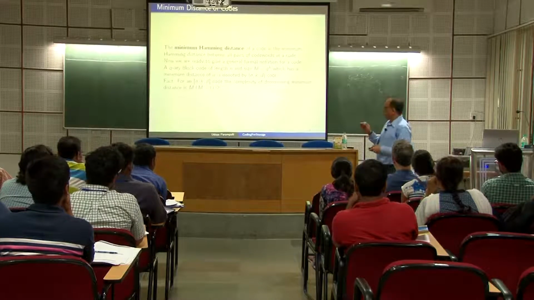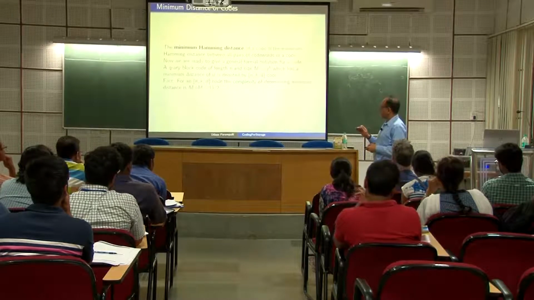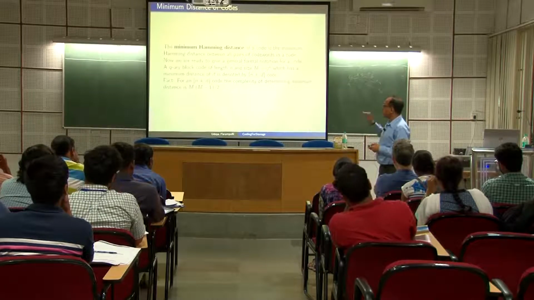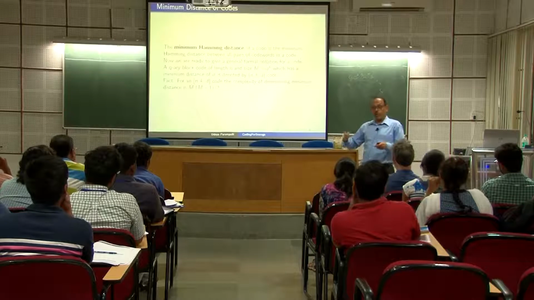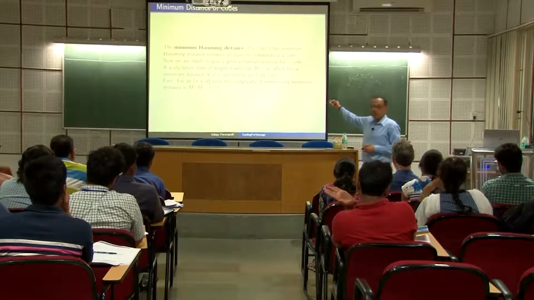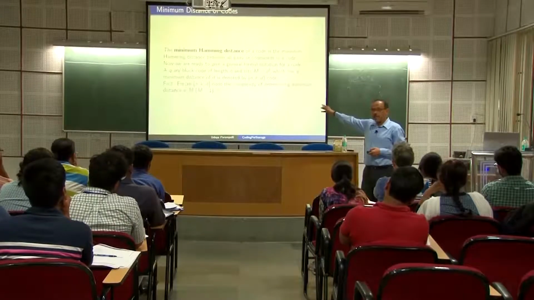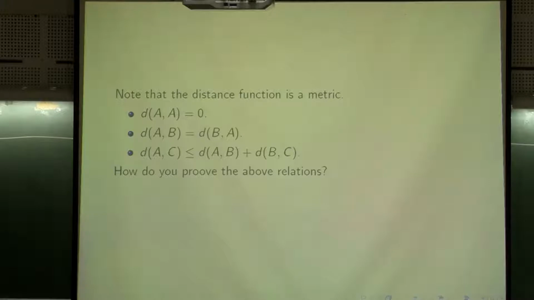I will explain more consequences of that in a short time. But look, you can see the complexity of determining this: I have to go through M times (M minus 1) by 2 pairs. Is that a clear idea? I need to find the distance with every other one. So obviously this distance function is a metric.